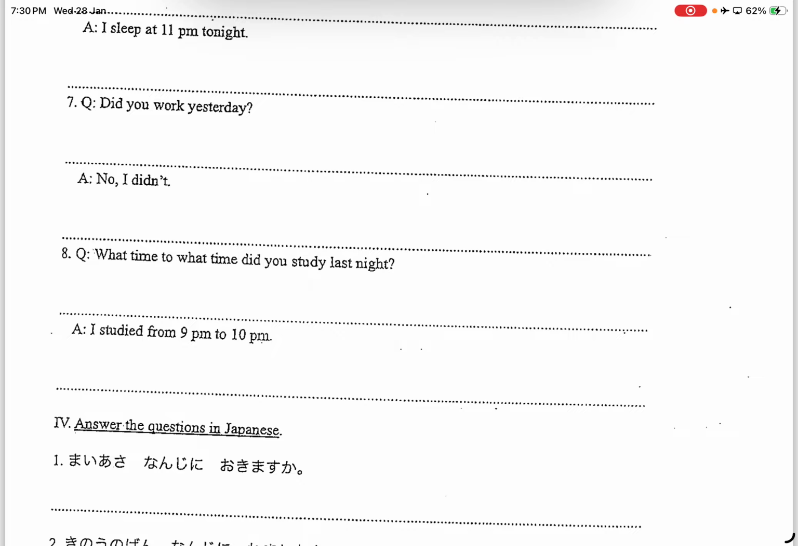Or if you don't want to mention kino no ban at all, you can just skip and say kuji kara. Yeah, also correct. Gogo kuji is fine. If you skip the last night, then you can just use gogo. Gogo kuji kara 10時まで勉強しました. If you are lazy to write last night, just skip and say 9 p.m. to 10 p.m. Alright, I studied.